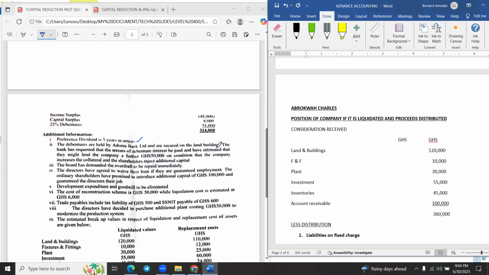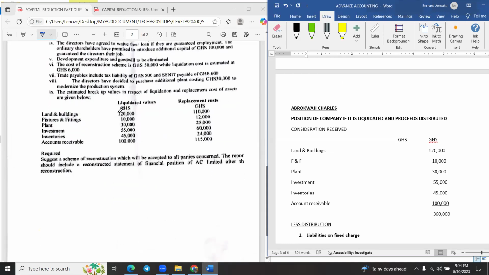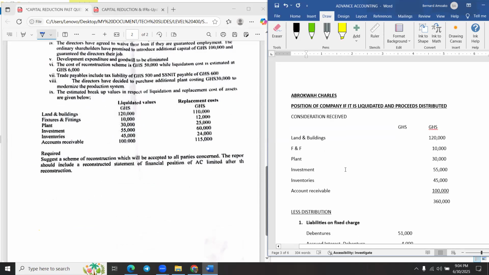Now, the first thing we're going to take is the consideration you're going to receive. That is the fair values of the assets that you are going to liquidate. Once you want to liquidate, it is expected of you to fair value your assets, so the question will provide them. You just have to go into the question and select all of the fair value items. We didn't do anything else, we just listed everything here and then did the total.